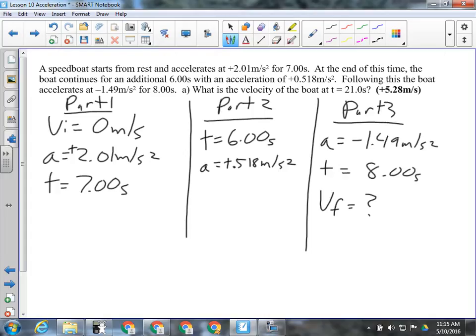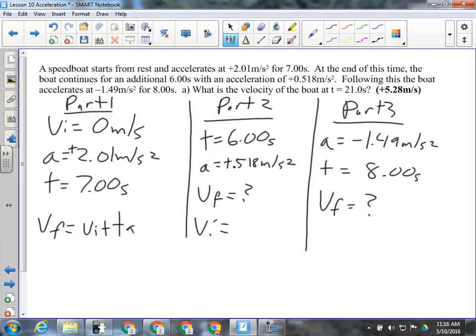However, the initial velocity for part 3 is how fast it's going at the end of part 2, because it transitions from part 2 to part 3. The problem is I also don't know what that is, because I don't know what the initial velocity for part 2 is. But the initial velocity for part 2, similarly, is the final velocity from part 1. So I've got to find the final velocity here by going VI plus T times A.